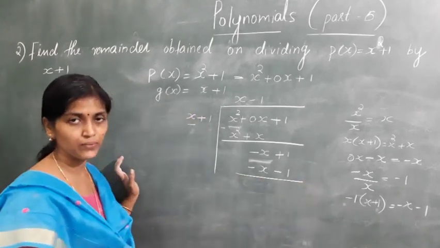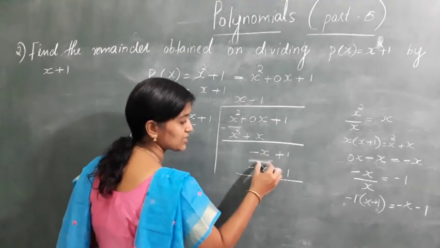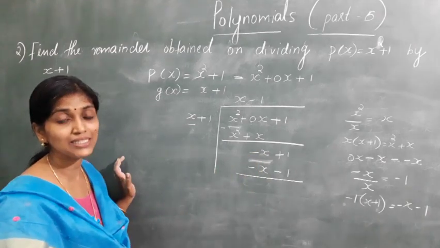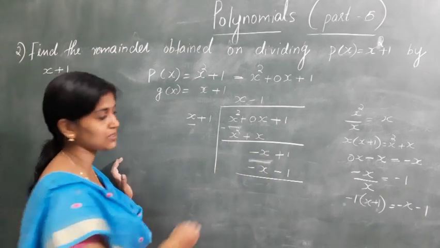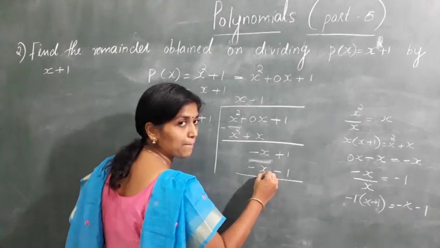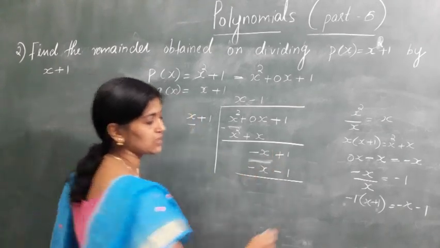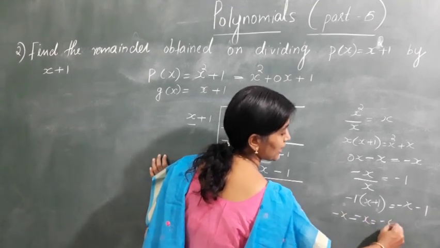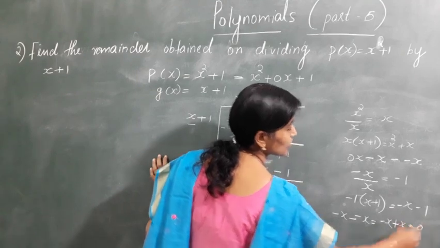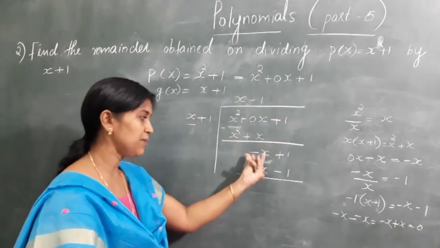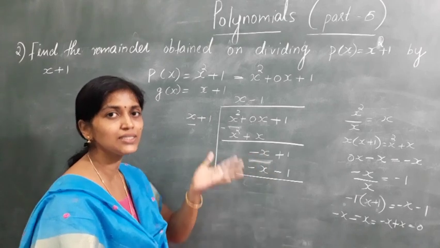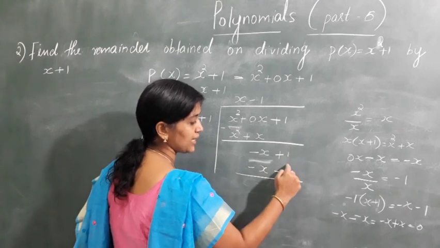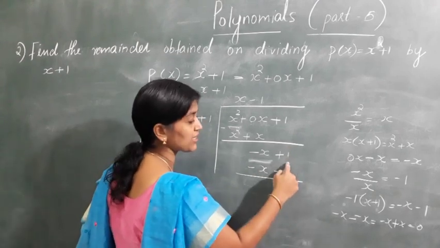Do the subtraction. Minus x minus of minus x, which is minus x plus x, will come, which is 0. The term becomes 0. Always the same terms with the same sign, when subtracted, become 0. Again, what is left here? 1 minus of minus 1. What is it?